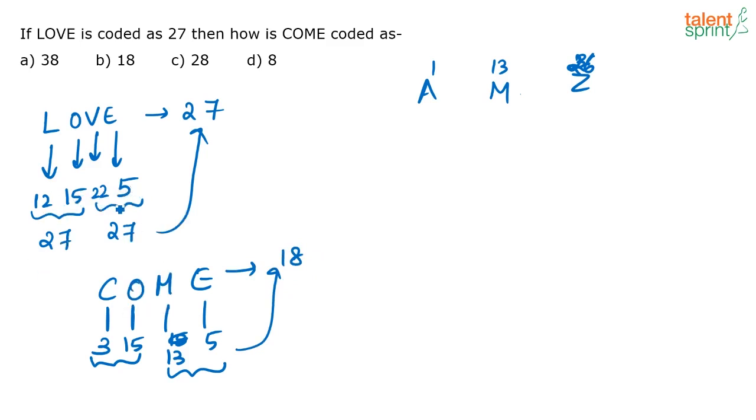So, 12 plus 15 plus 22 plus 5 is 27 into 2, correct? 27 into 2, that is 54. So, 54 divided by 2, that is 27. So, that is your answer.